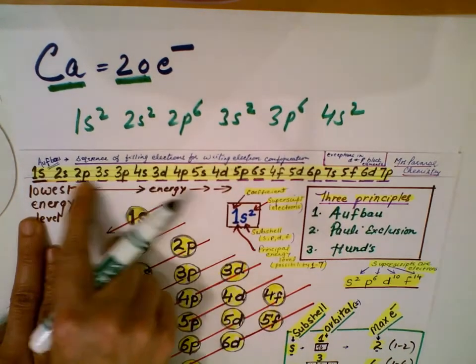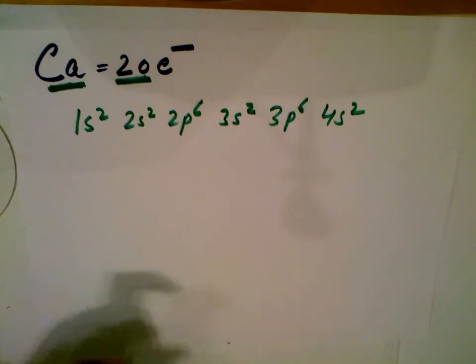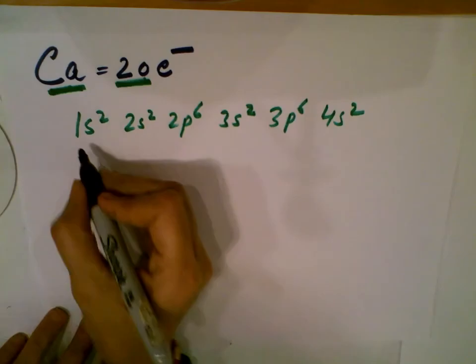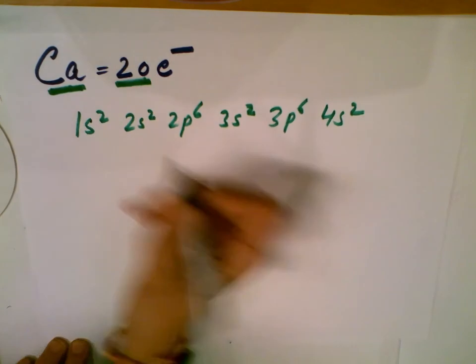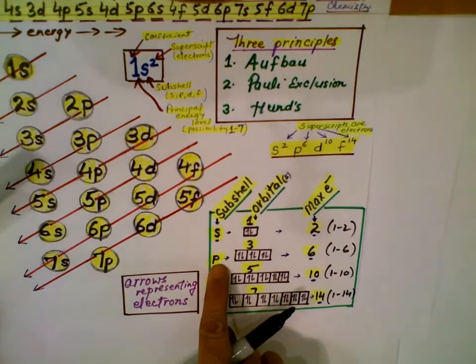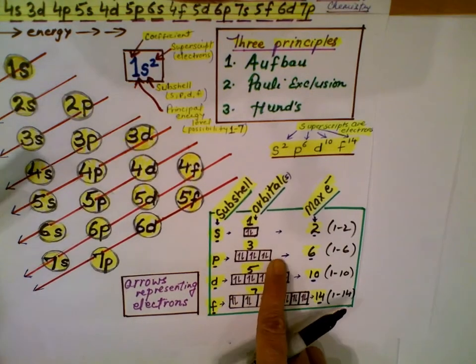I took this sequence. Now we are going to draw the orbital diagram. For s, we have one orbital here. For p, 3 orbitals. So that's what I am looking at.